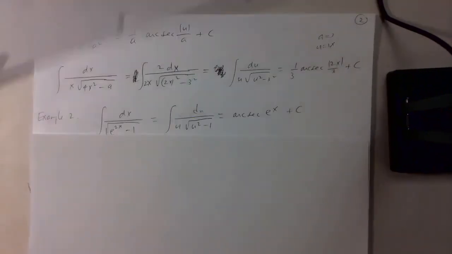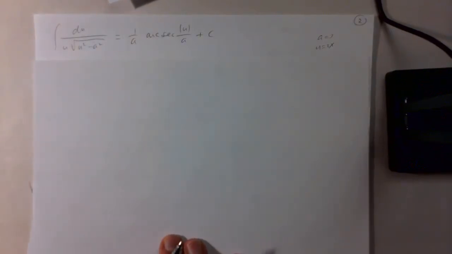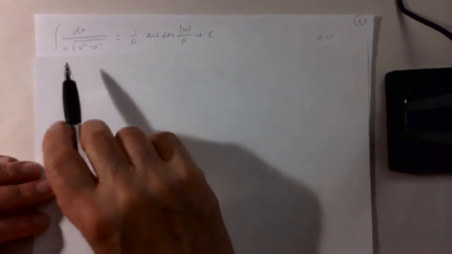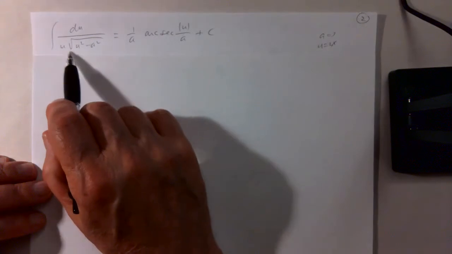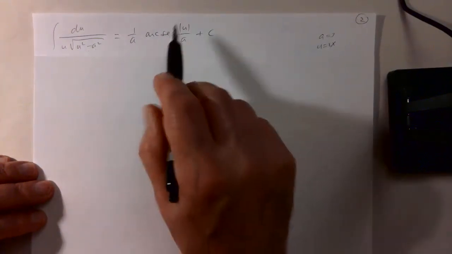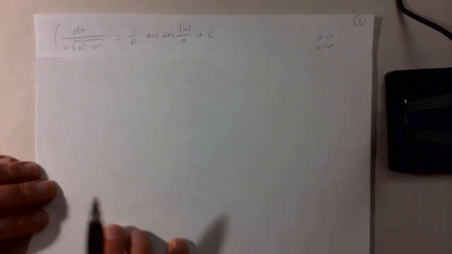The third inverse trig function is the arcsecant, and the derivative of the arcsecant is 1 over the square root of x squared minus 1 times x. The corresponding integration formula is the integral of 1 over u times the square root of u squared minus a squared is 1 over a, arcsecant absolute value of u over a. Again, as always, plus a constant.